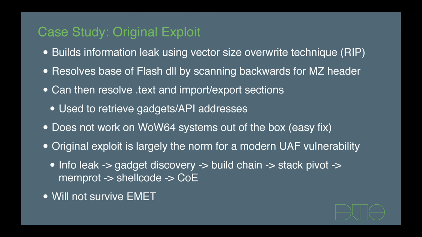It doesn't actually work on WOW64 processes out of the box. It's fairly easy to fix. It's just a broken gadget search. This is pretty much the bar these days for a modern browser vulnerability, right? So you build an information leak so that you can understand the layout of memory. You discover your ROP gadgets, assemble your funky chain of things to disable non-executable memory permissions and stuff like that.